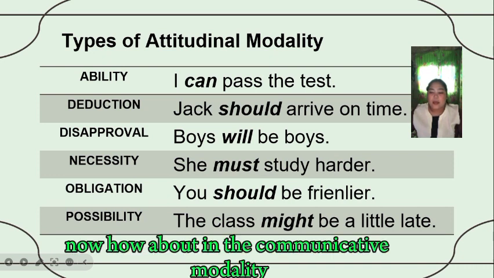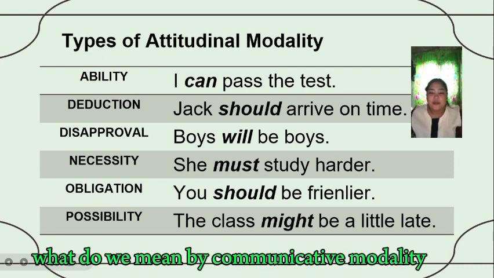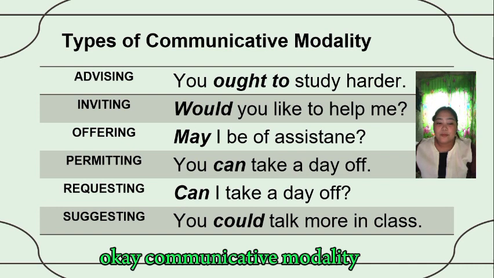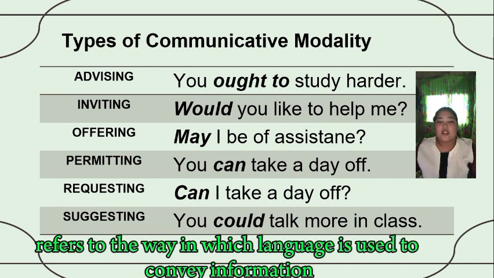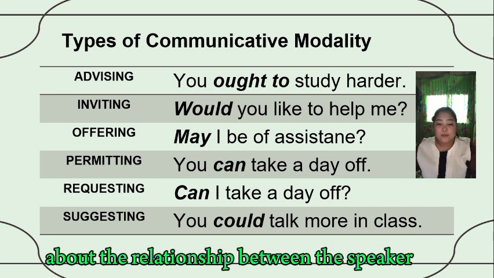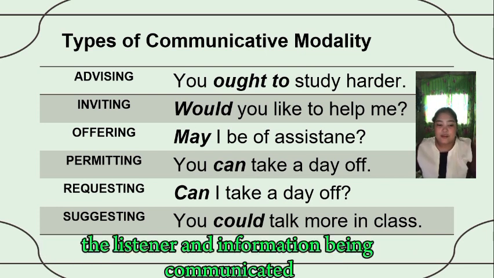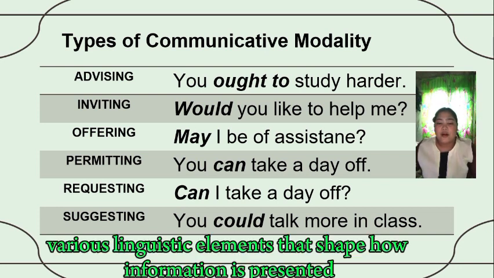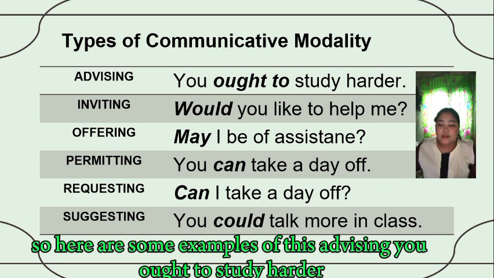Now, how about in the communicative modality? What do we mean by communicative modality? Communicative modality refers to the way in which language is used to convey information about the relationship between the speaker, the listener, and the information being communicated. It involves various linguistic elements that shape how information is presented and perceived. So here are some examples of this.